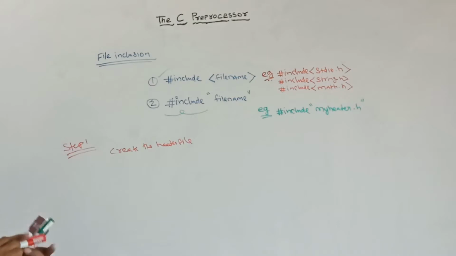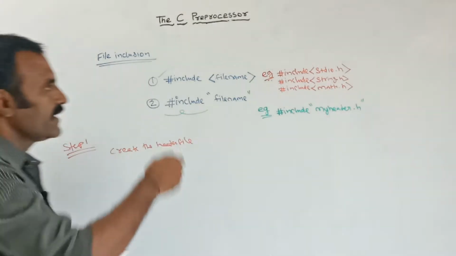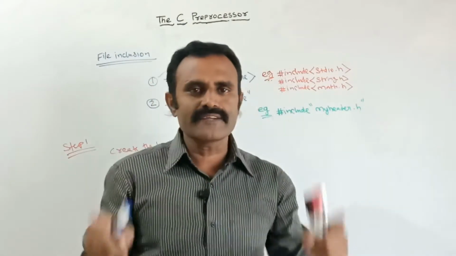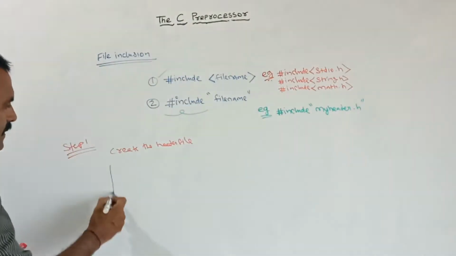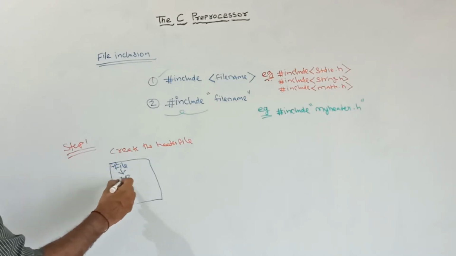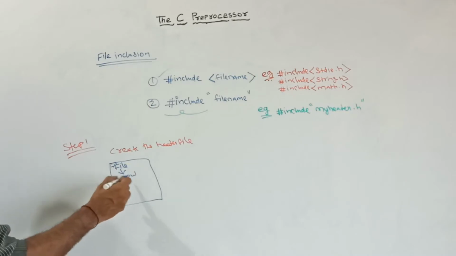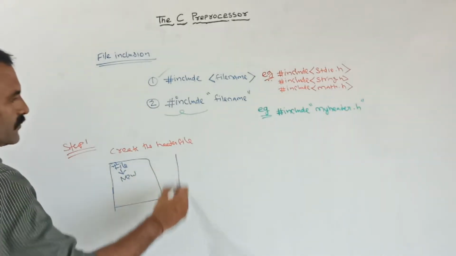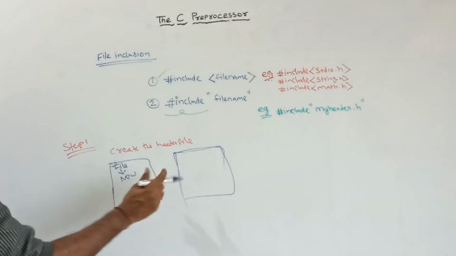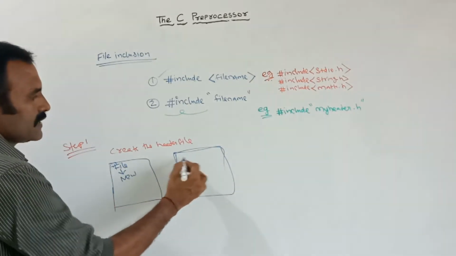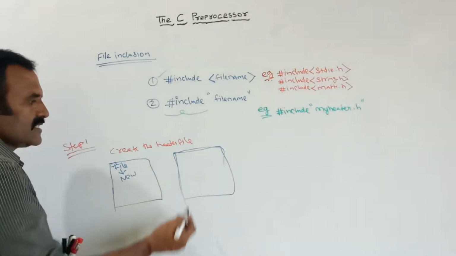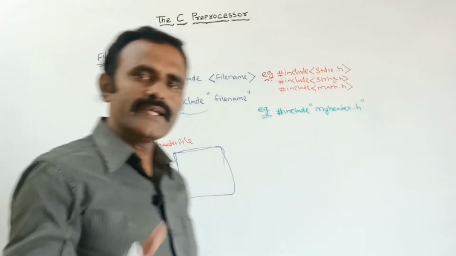Creating the header file is as usual. For example, in the Turbo C compiler, the editor will be there. In this editor, as usual, you go to the File menu and select the New option. Then a new window will appear. In this window you can write the functions we need. We can write any number of functions.